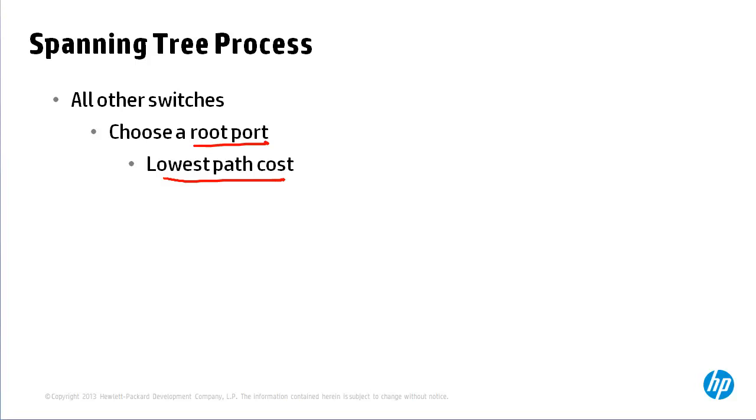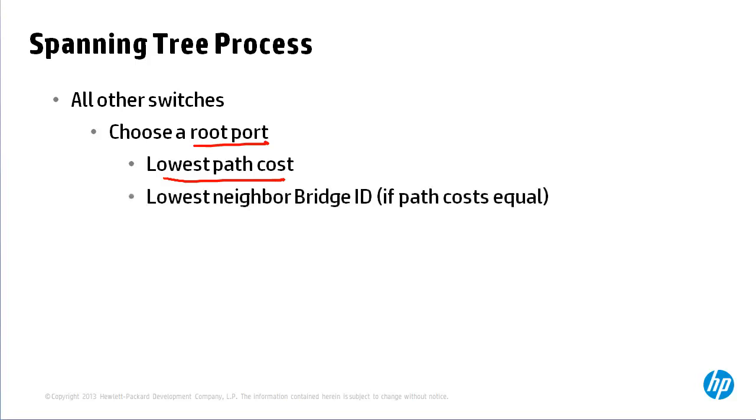If that cannot be used as a deciding factor, a neighbor switch with the lowest bridge ID is chosen. The bridge ID consists of the priority and MAC address of a switch. So the neighbor that has the lowest bridge ID, in other words, lowest priority or lowest MAC address, will be used to determine the root port of the local switch.